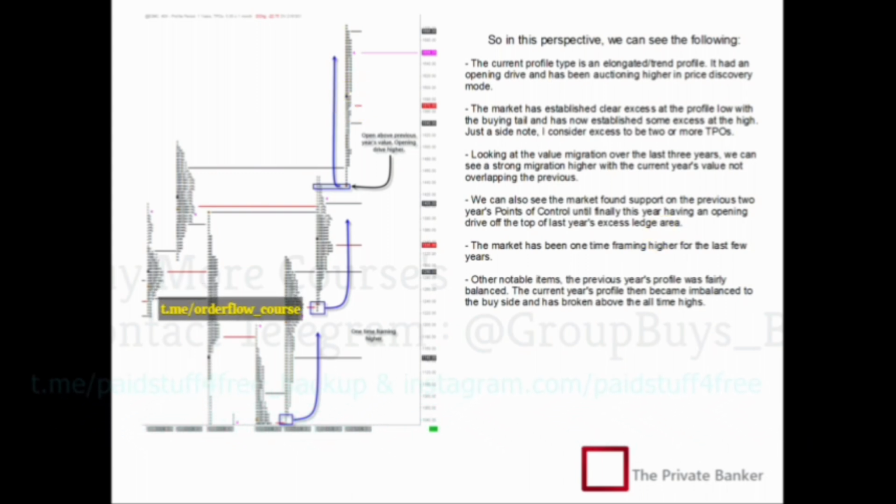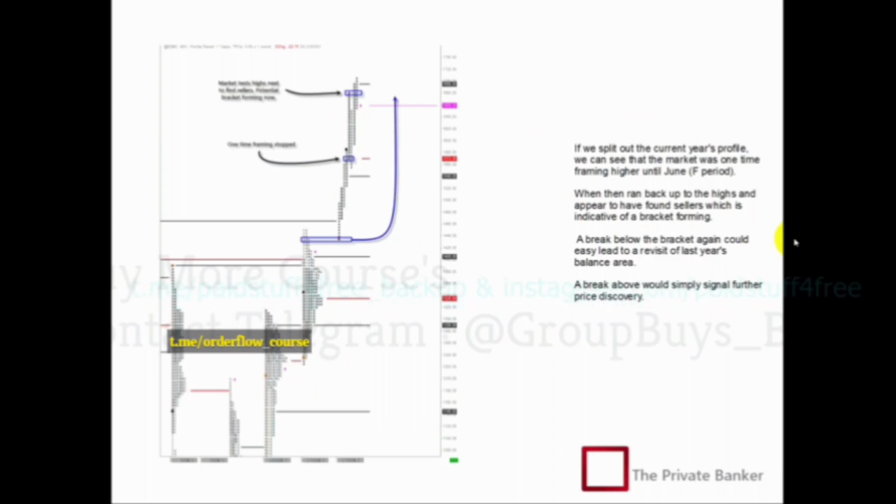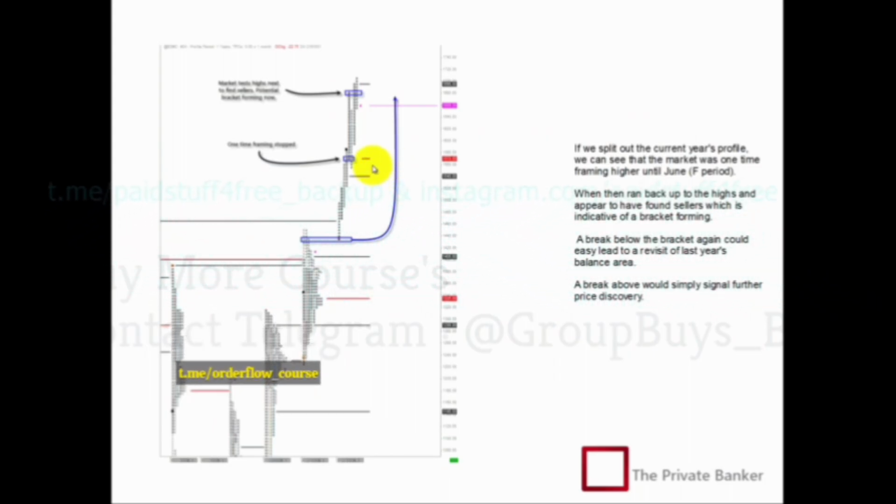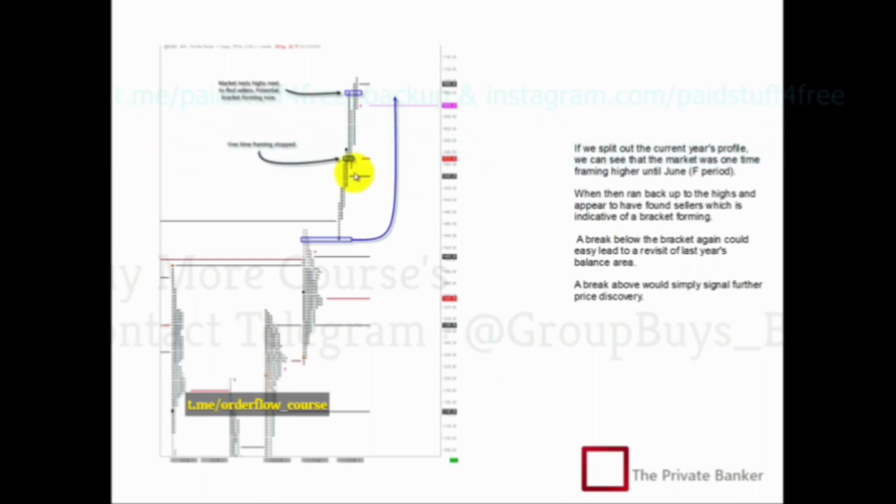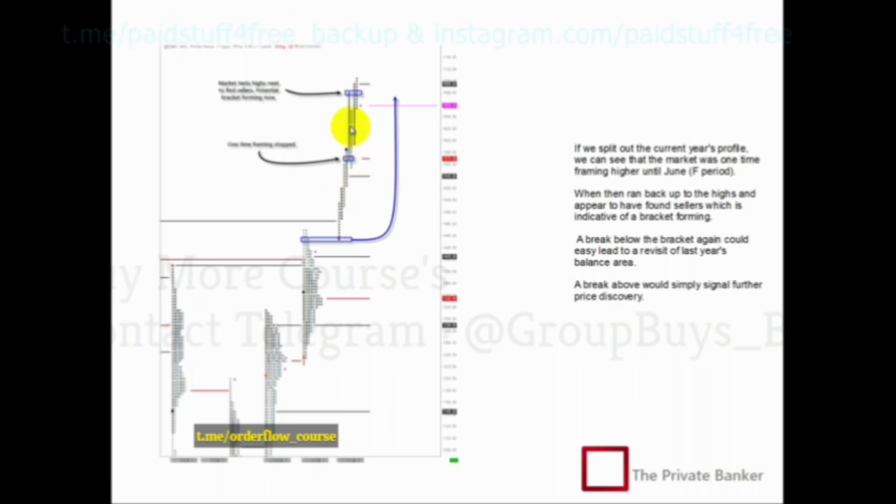Okay, so let's take a look at this a little differently. What I have here is, if we split out the current year's profile, we can see the market was one time framing higher until June, or the F period. So we're now starting to look into a little more detail. Again, each TPO bracket represents a month out of the year.